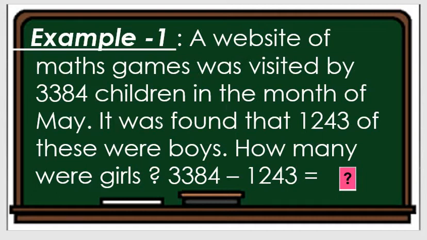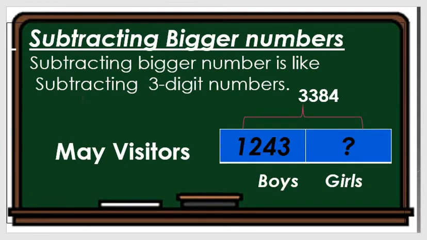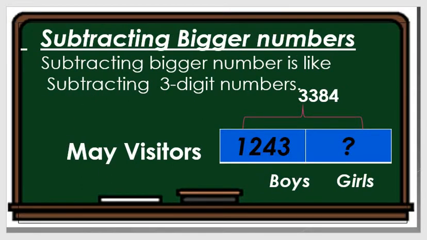It means a maths game website was visited by so many children. 3384 children visited the maths game website in the month of May, and it was found that 1243 of these were boys. So we are finding how many boys and how many girls in this sum. Subtracting bigger numbers is like subtracting 3-digit numbers, as we have done before. The same thing here, but these are bigger, 4-digit numbers.